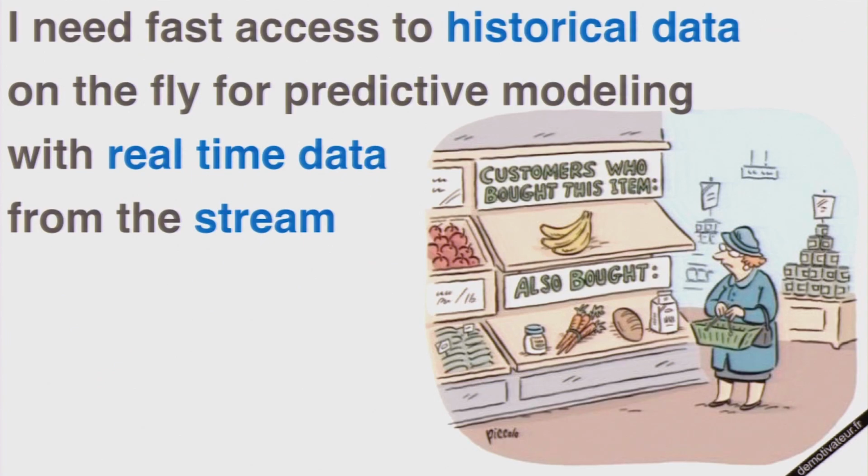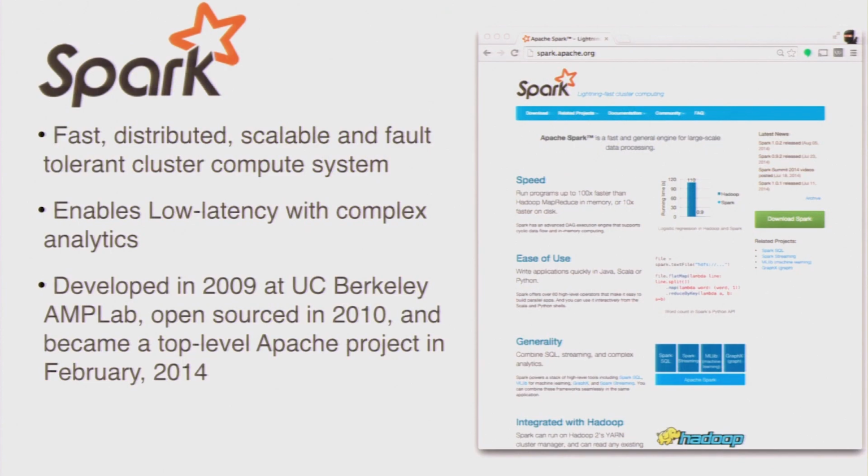So here's a pretty common use case that we see out in the field. I need fast access to historical data on the fly for predictive modeling with real-time data from the stream. So we need to look at our current data stream against the historic data. I also need to be able to mix stream and batch in the same applications. So how do we do that? One really useful tool is to be able to integrate Spark.